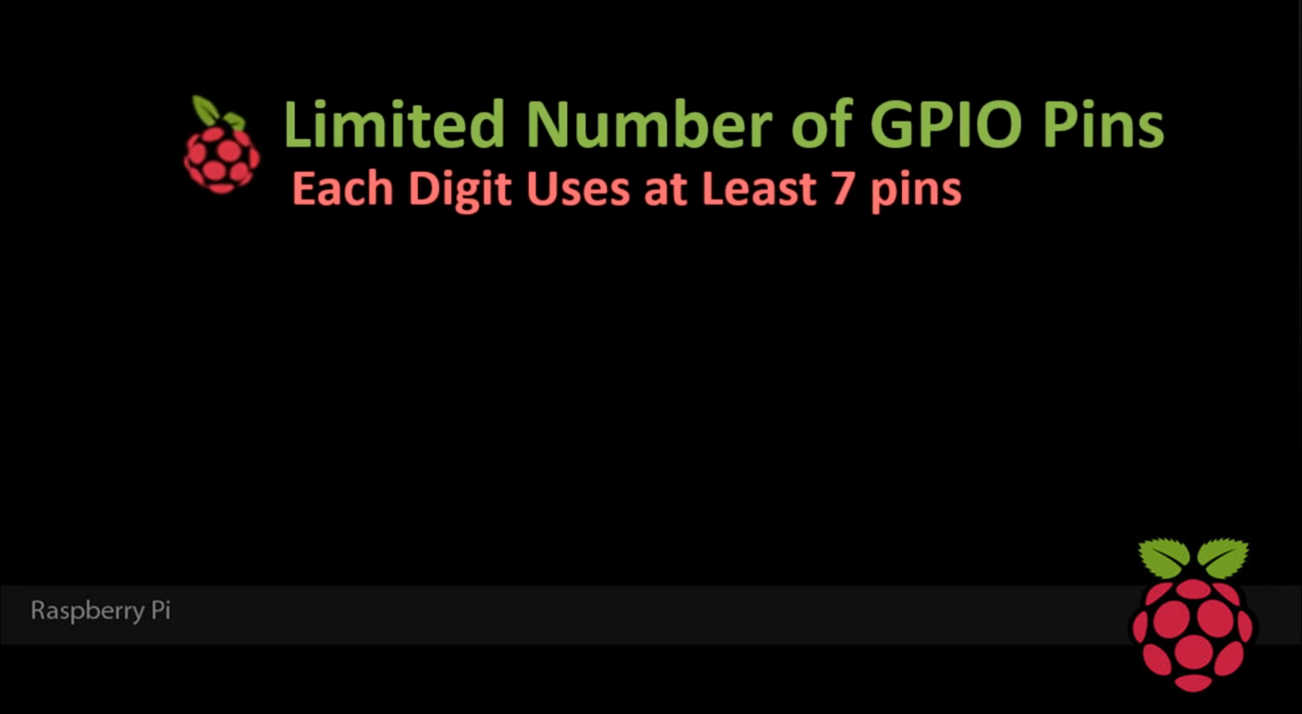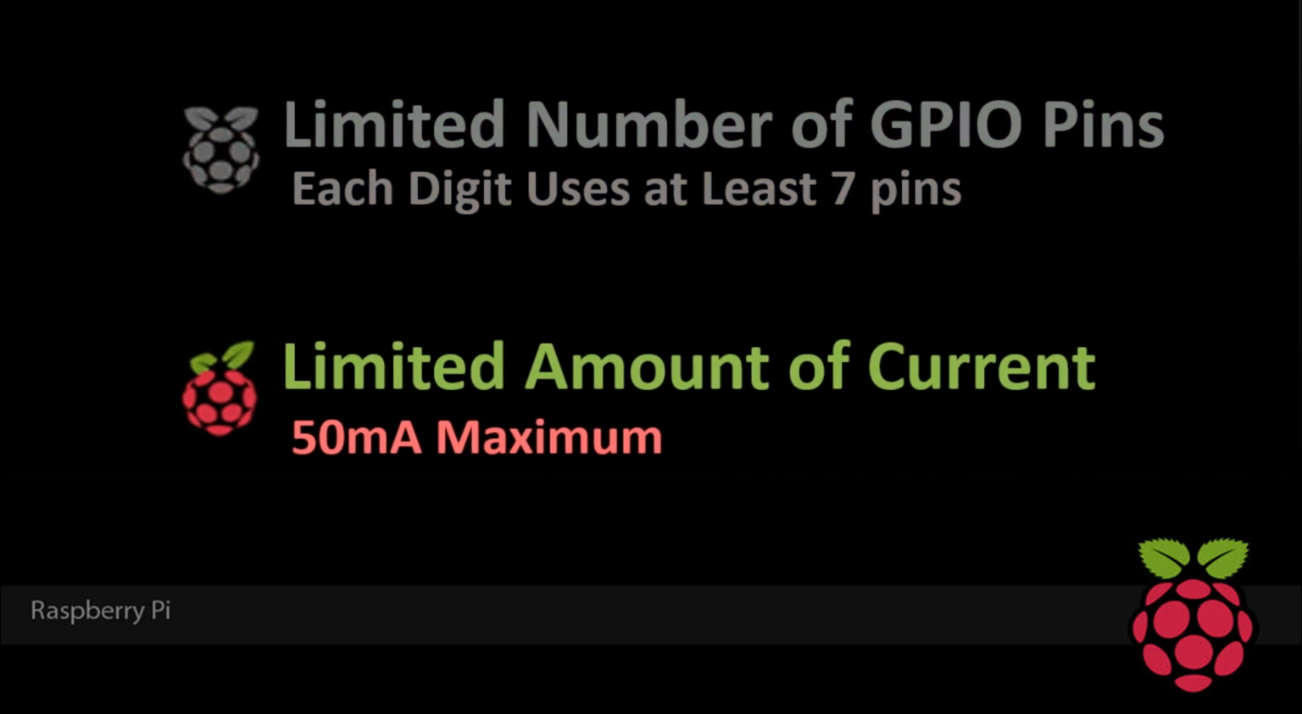The first is the number of GPIO pins. A dual-digit display has 14 LEDs, 16 if we're using the decimal points. Assigning a GPIO pin to each LED would not leave us with very much left over for other inputs and outputs. Second, the maximum current per pin on a GPIO is 16 milliamps. However, the total combined current you can source or sink is 50 milliamps. If you're driving an LED at 5 milliamps, you can only light up 10 before you risk damaging the Pi.